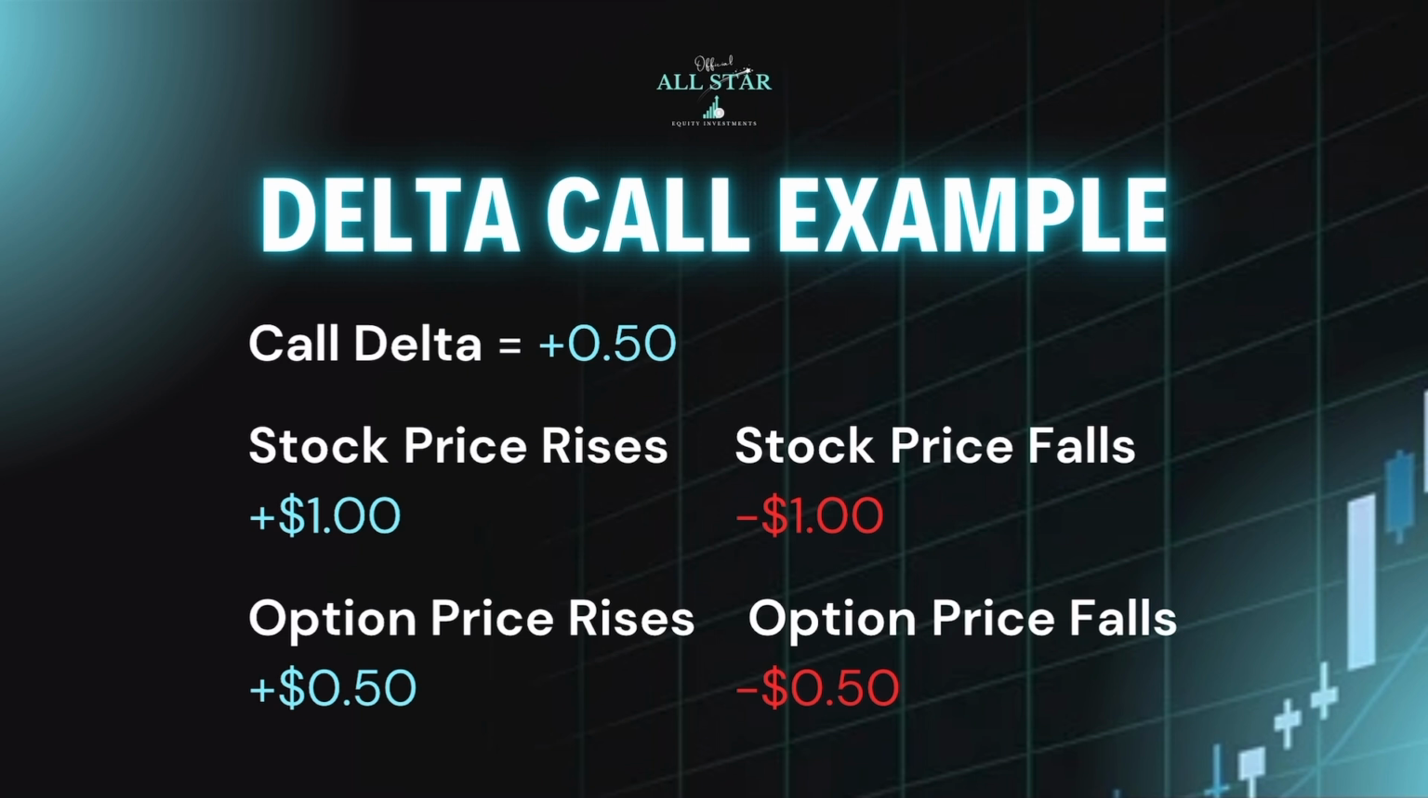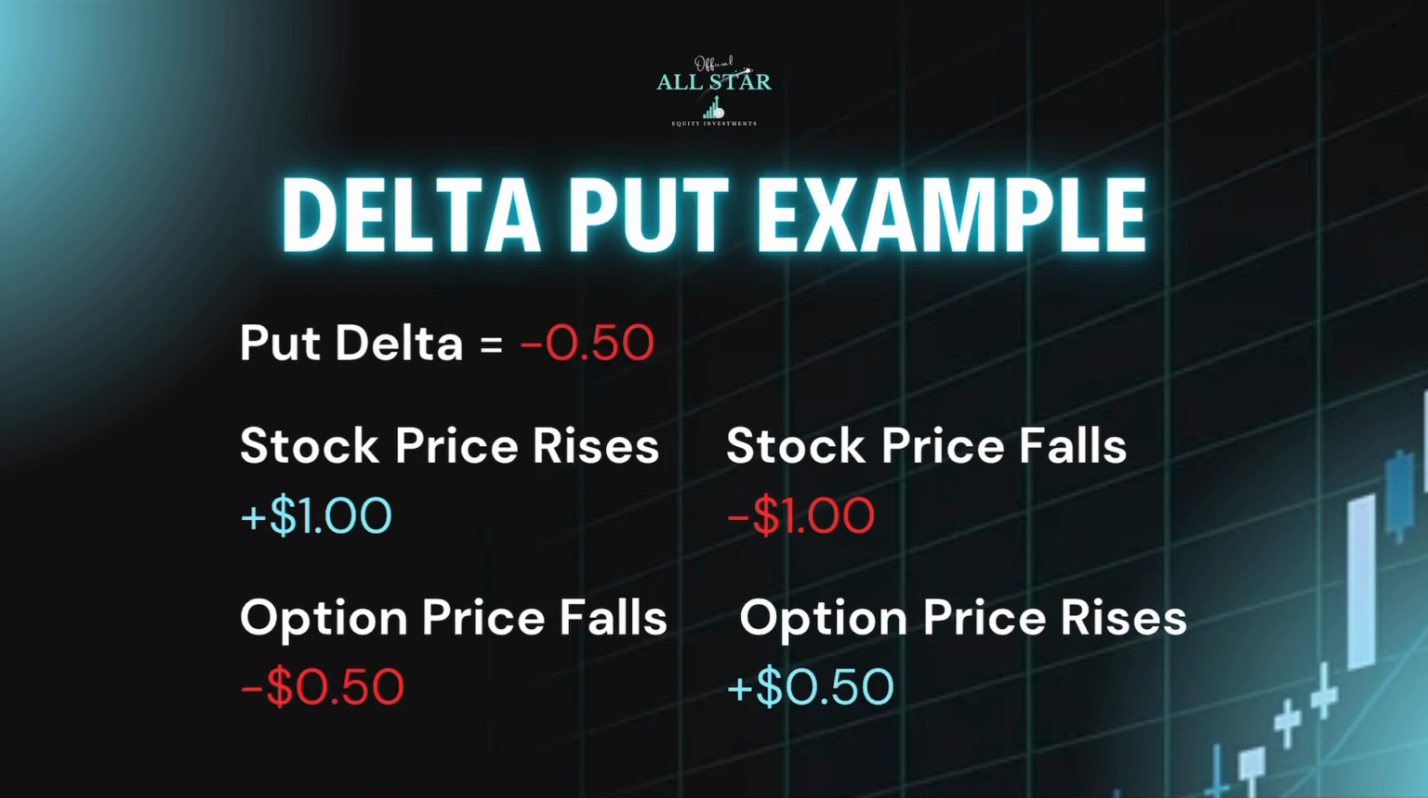So moving on to the put example, you'll see this inversely. Okay, so the same variables are true, but again in the opposite direction since they are negative. So if we start with a negative 0.50 delta and the stock price increases by $1, the option price falls by 50 cents. But if the stock price decreases by $1, the option price rises by 50 cents.